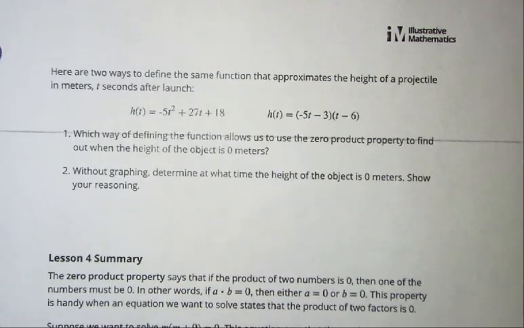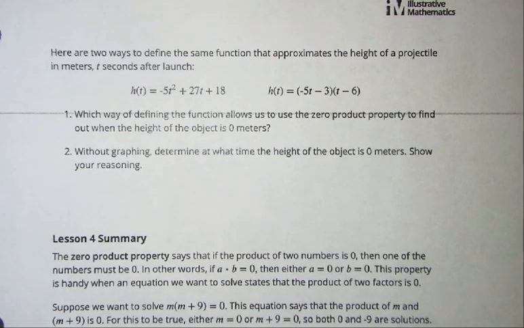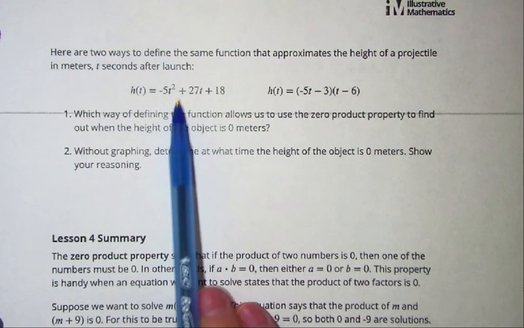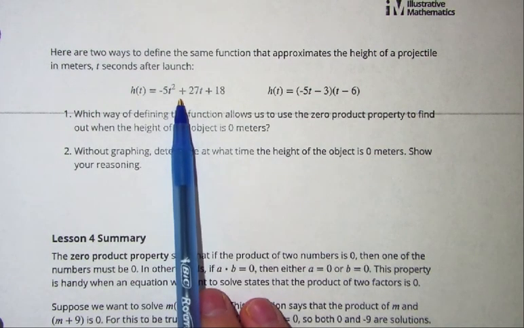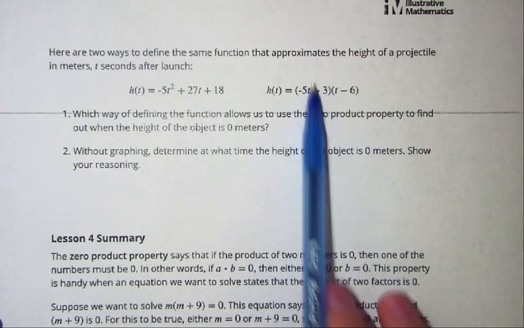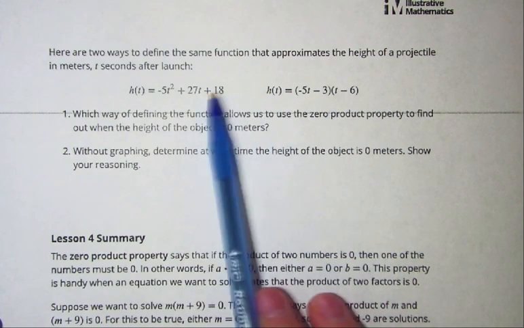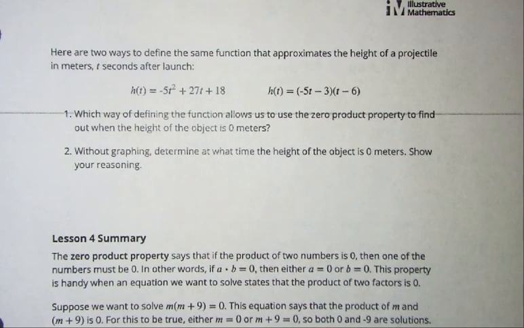Here are two ways to define the same function that approximate the height of a projectile in meters t seconds after launch. Here is one of the equations written in standard form. Here's one of the equations written in factored form. If you were to do the box method with this and multiply it all out, you would get from here to here. They're the same thing, just two different ways to write it.